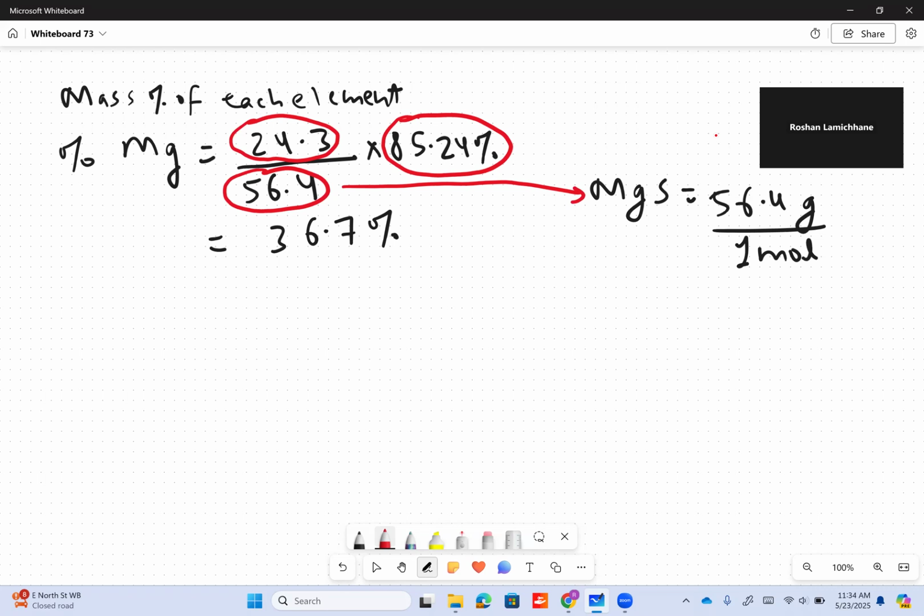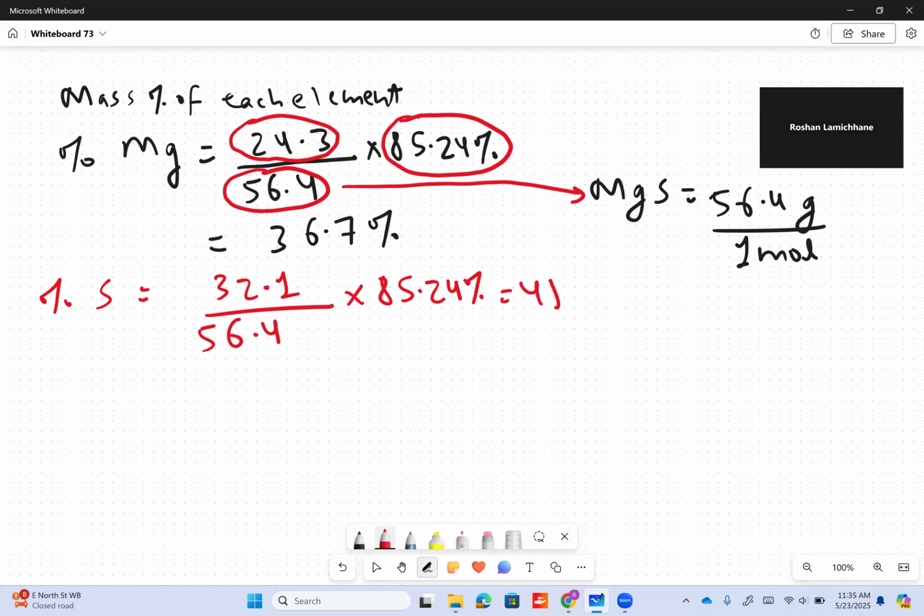All right. Next thing, same thing. For percent sulfur, all we do is take the molar mass of sulfur, divide that by the molar mass of MgS, and then multiply that by our 85.24%. And that will give me 48.5%.